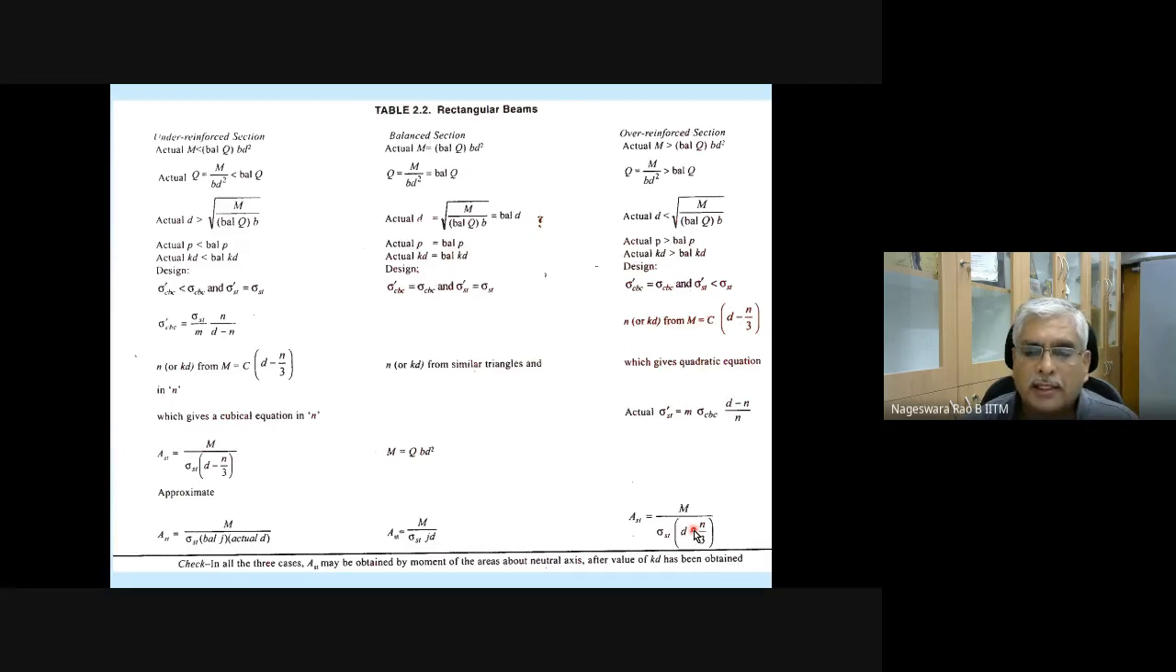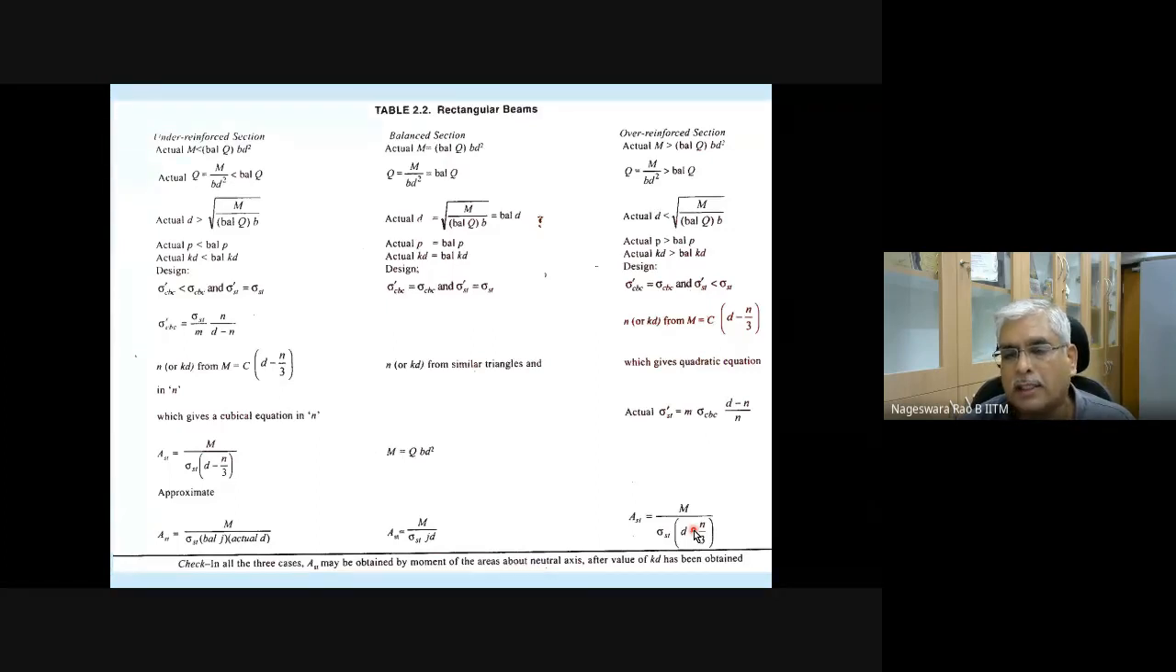Redesign in the sense, I don't want to repeat the entire problem statement. That's why it is mentioned as redesign. And the idea of doing it for the same moment carrying capacity is to see what difference it makes, because we want to compare. If I design it as under reinforced, what is the amount of steel? If I design it as a balanced section, what is the amount of steel? And if it is designed as an over reinforced section, what is the amount of steel? To get a feel for it, the same problem is solved in all these cases.